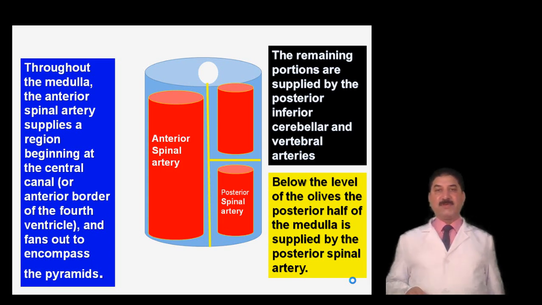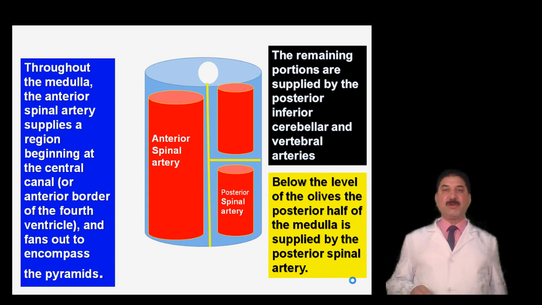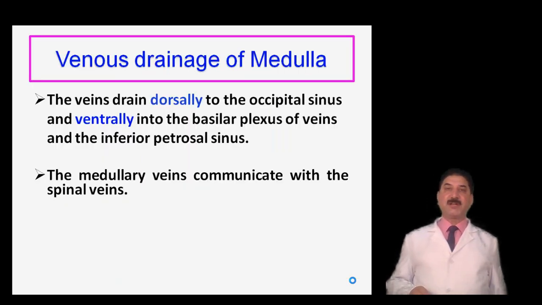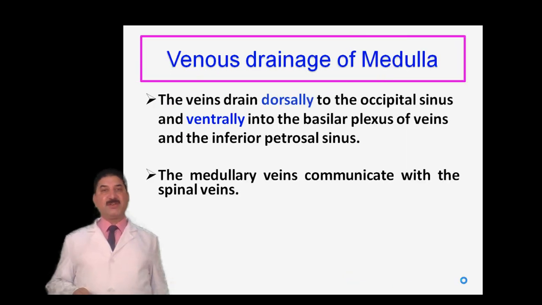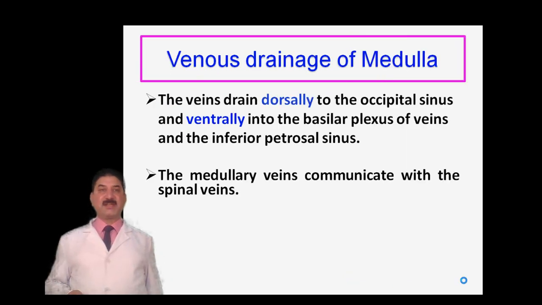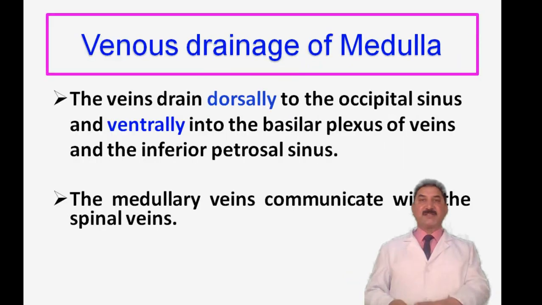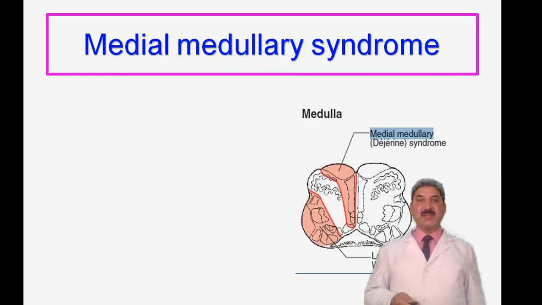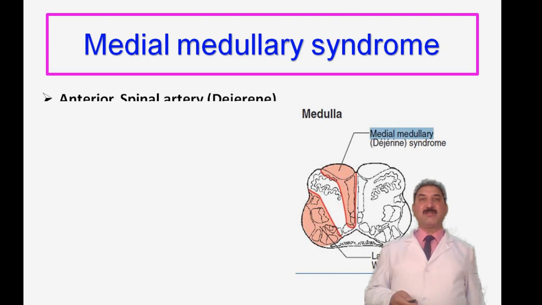Below the level of the olive, the region of the medulla oblongata posterior to the central canal is supplied by the posterior spinal artery. Above the level of the olive, the region of the medulla posterior to the central canal is supplied by PICA, that is the posterior inferior cerebellar artery, and the vertebral arteries. The veins drain dorsally to the occipital sinus and ventrally into the basilar plexus of veins and the inferior petrosal sinus. The medullary veins communicate with spinal veins.